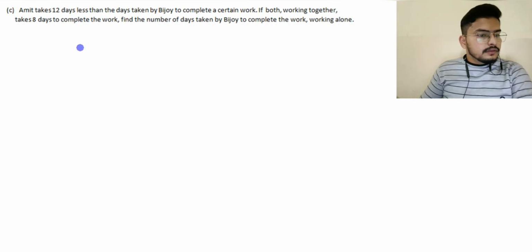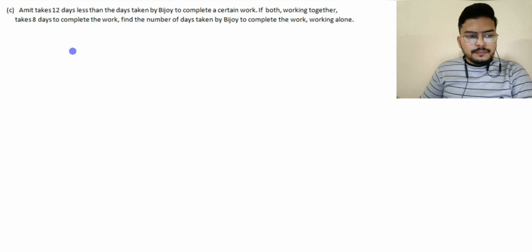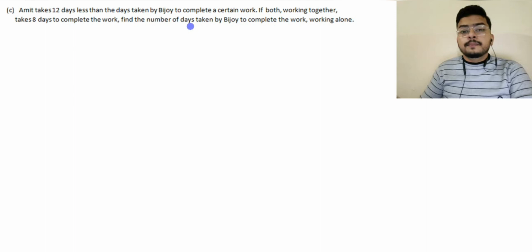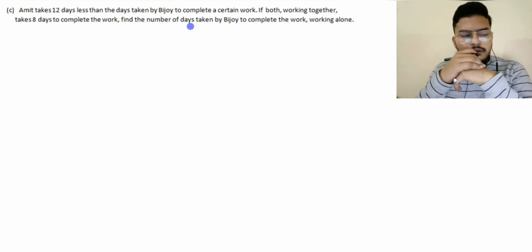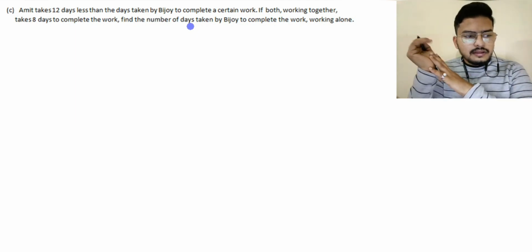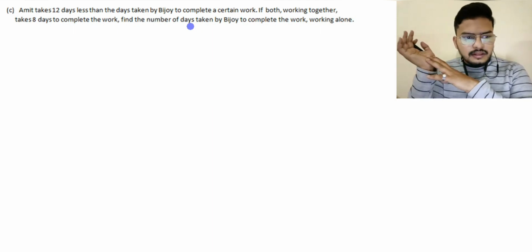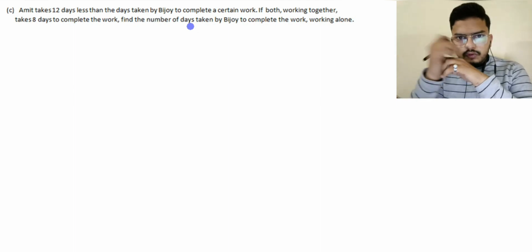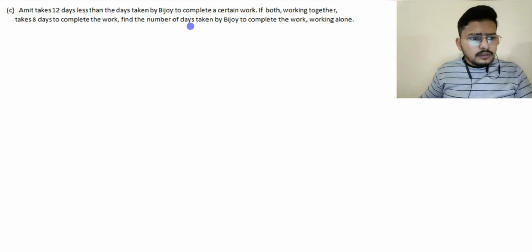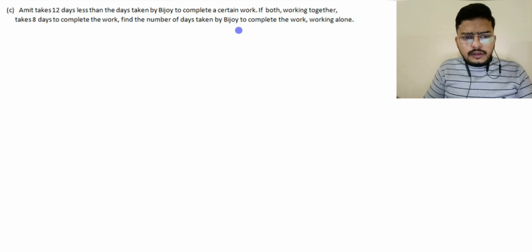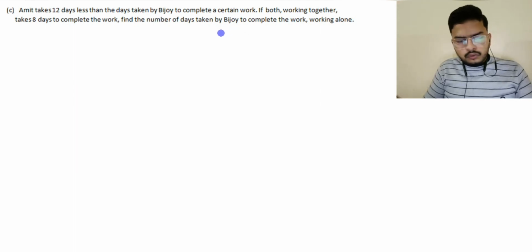This question says that Amit takes 12 days less than the days taken by Bijoy to complete a certain work if both work. So in this question there are two persons, Amit and Bijoy. Amit takes 12 days less than Bijoy to complete a certain amount of work. Find the number of days taken by Bijoy to complete the work alone.